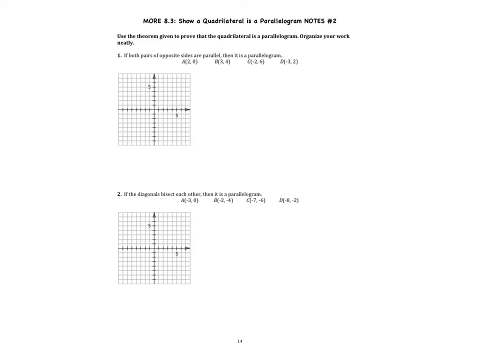Hello, welcome to the second part of the 8.3 notes where we are going to be showing that a quadrilateral is a parallelogram. So in this chapter we're going to be doing this kind of a lot for when we learn about more quadrilaterals, because so far you've only learned about parallelograms. We're going to have to figure out, based on the coordinates of the vertices, what kind of quadrilateral it is. So we're going to start off simply with parallelograms and how to prove that, the 4 different ways.